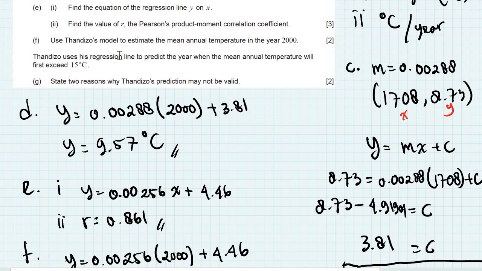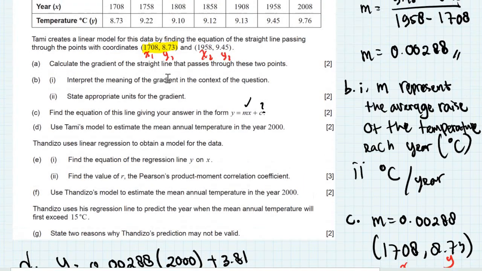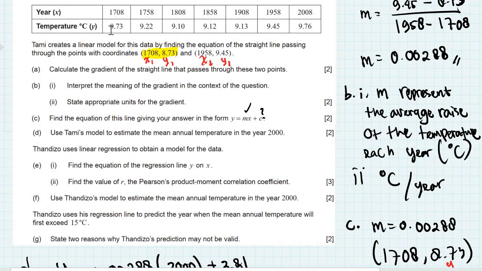G. Tandizo used this regression line to predict the year when the mean annual temperature will first exceed 15 degrees. Now look at the 15. It will be important later. State 2 reasons why this model may not be valid. I want you to take a look at the range of the temperature. It's coming from 8.73 going up until 9.76. So the range of temperature is only from 8.73 up until 9.76.